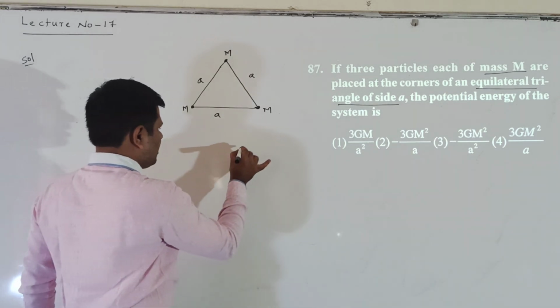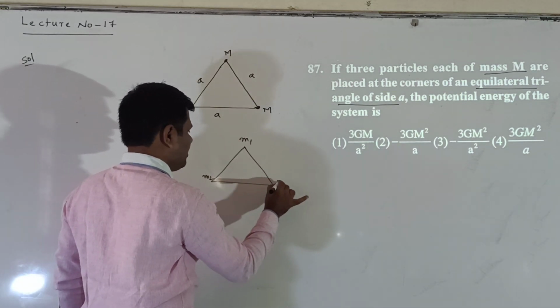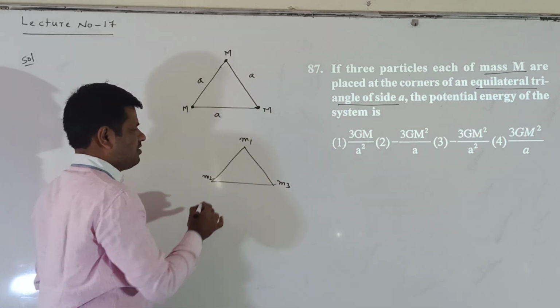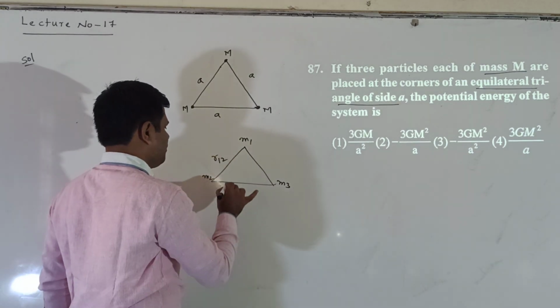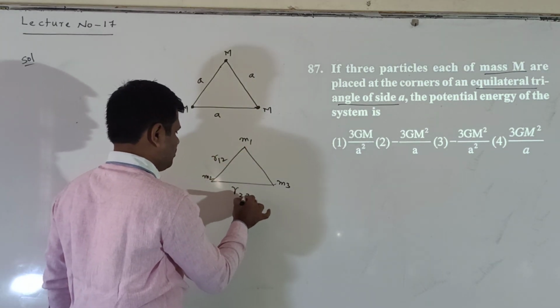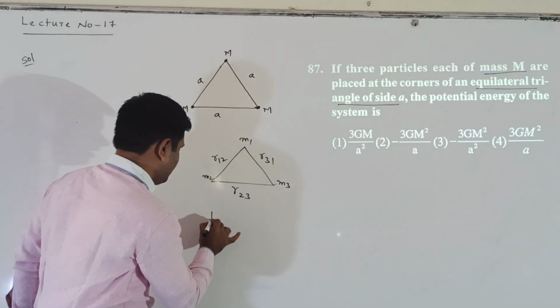Suppose we know that here three particles are placed at the three corners of a triangle. Let the different sides be considered: this is R12, this is R23, this is R31. We know that formula; we have written it already.